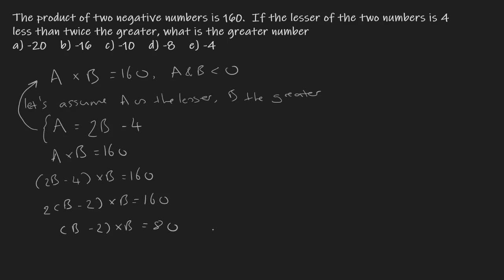Now, from here, we actually have two ways of solving this equation. First way, we're going to do it by trial and error. So you have (B minus 2) times B equals 80. What this means is you have two numbers, one is 2 less than the other, and multiplied together they give you 80. So we can do some trial and error and try to figure out what two numbers multiply to give you 80.